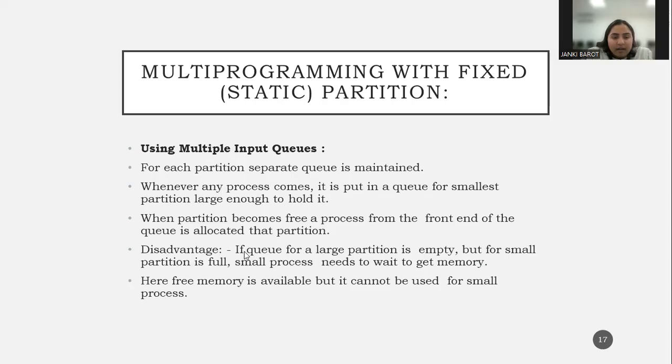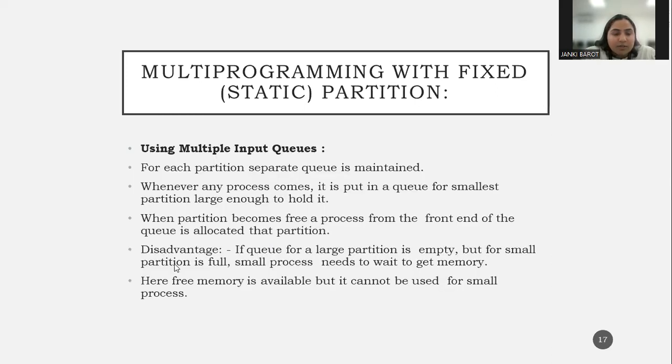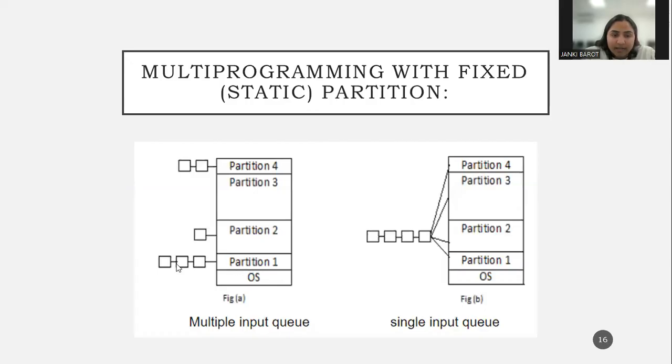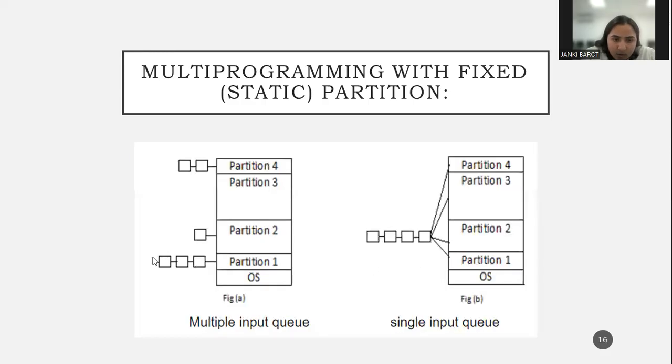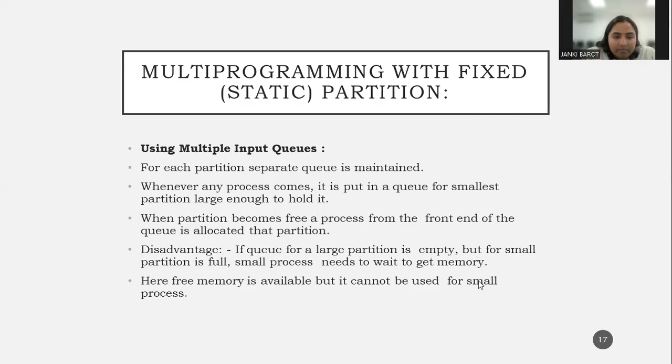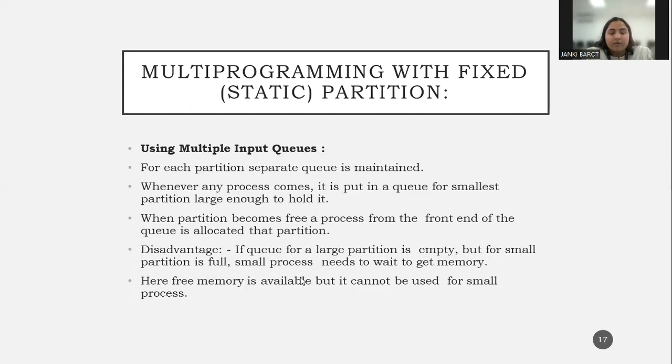So here I'm reading again: if the queue for a large partition is empty, but for a small partition it is full, the small process needs to wait to get memory. This small process will need to wait for getting the memory. Here, free memory is available, but we can't allocate it to the queued process. Okay.